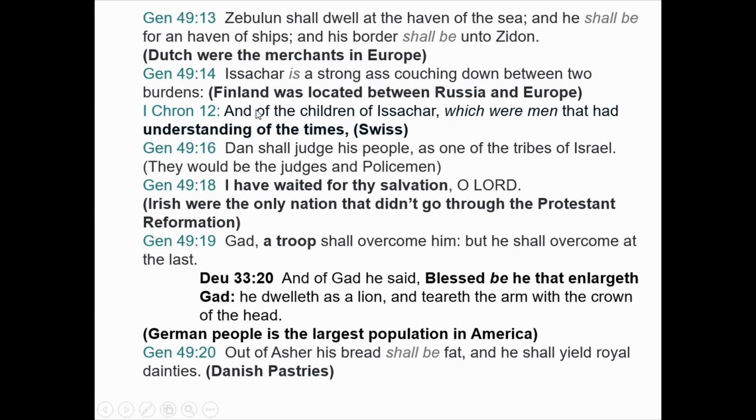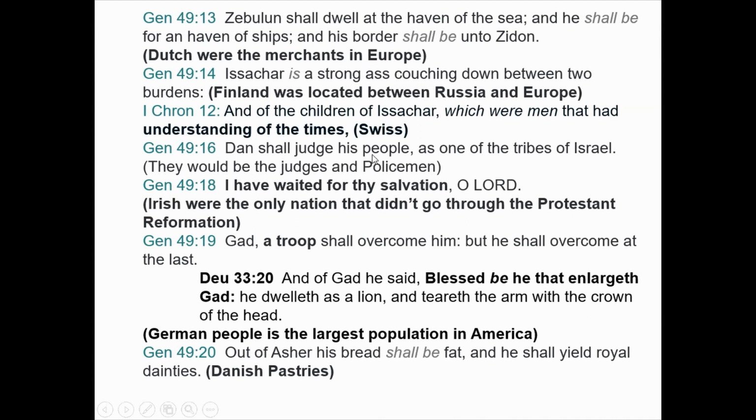Okay. Now, the children of Issachar, which were men that had understanding of their times, that was the Swiss. That would be the Swiss people. Those people have made watches and clocks their entire history. And so it talks about them in scripture as the people that actually understand the times. Do y'all see that? Understand the times.